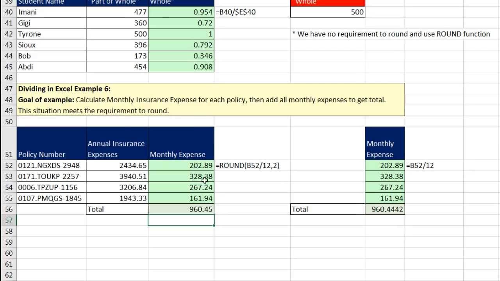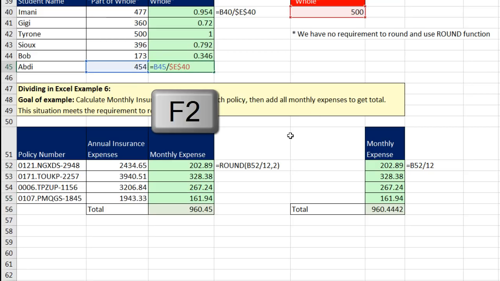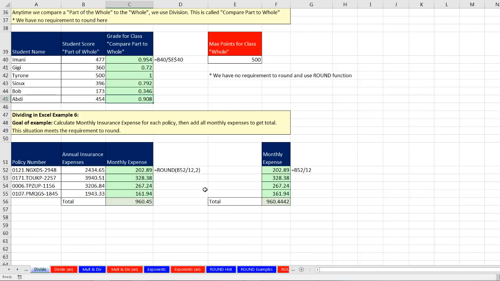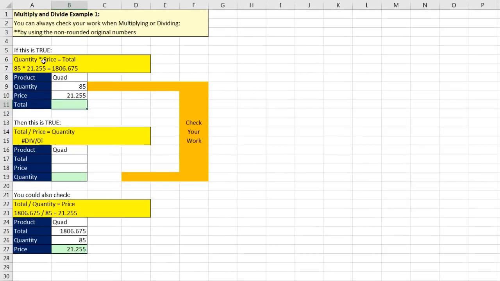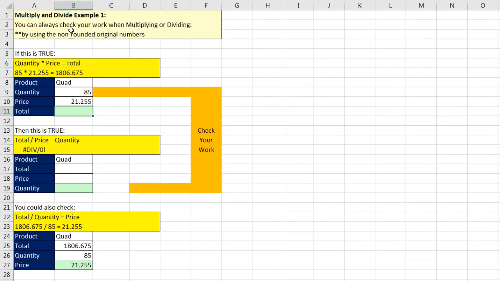Now, actually, in both of these examples, I forgot to check my formula. F2. That one's looking good, particularly here because I had to lock it, so I better come down to the last cell and F2. All right, so on this sheet, we saw some important dividing examples. Now let's go over to the sheet multiply and divide, and talk about how we can check your work when multiplying and dividing.